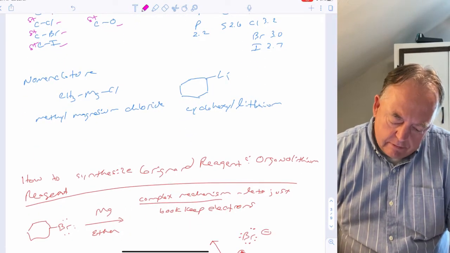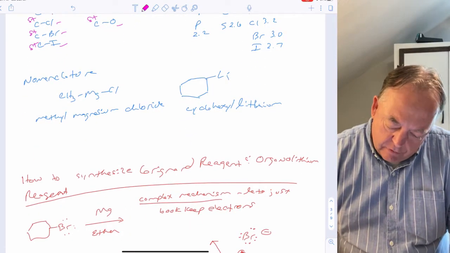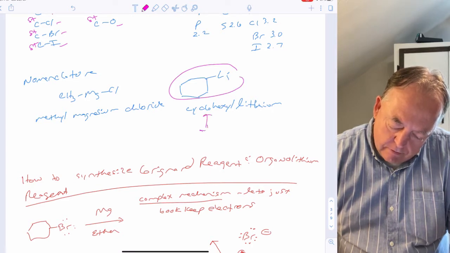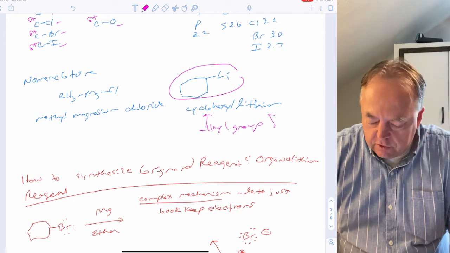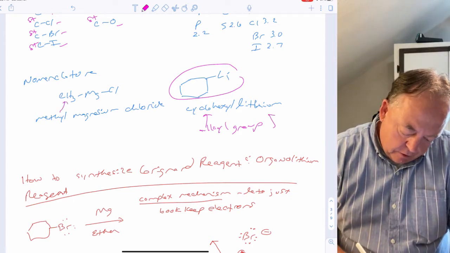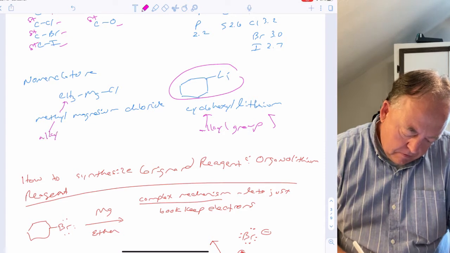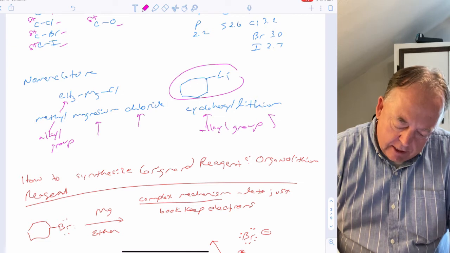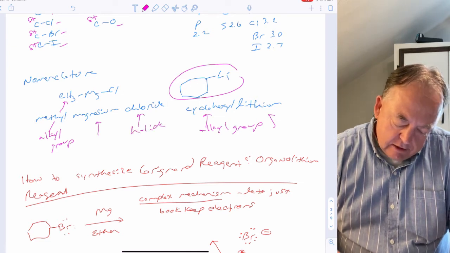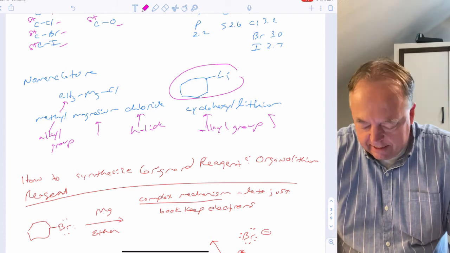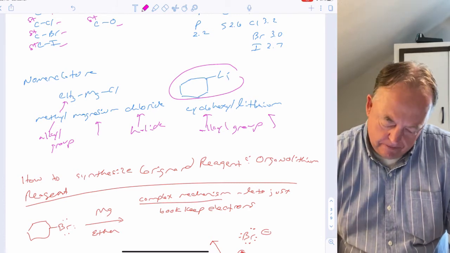So just a few words about their nomenclature. Like this one, you just take the alkyl group and then lithium. So cyclohexyllithium would be the name of that. Or in this case, the alkyl group and then magnesium, and then the halogen as a halide. So fluorine would become fluoride, chlorine, chloride, bromine, bromide, iodine would become iodide.